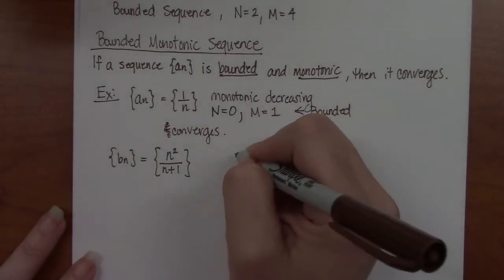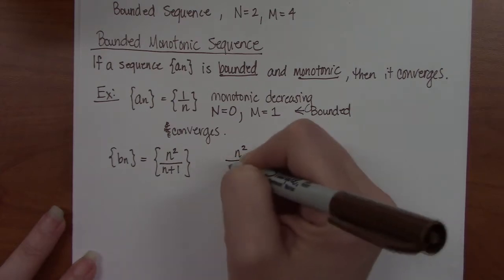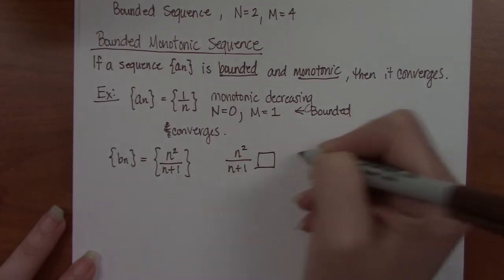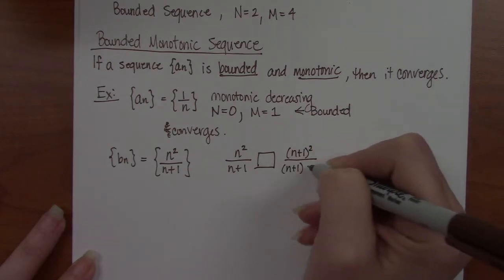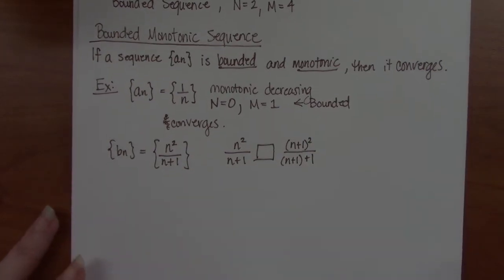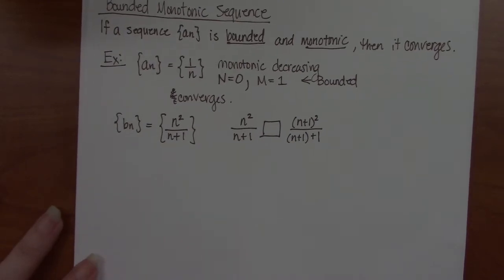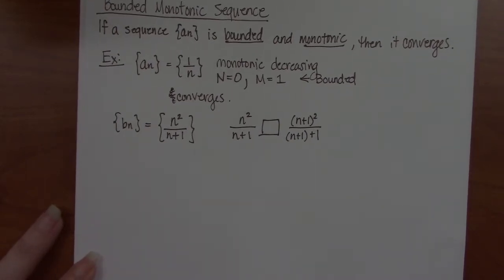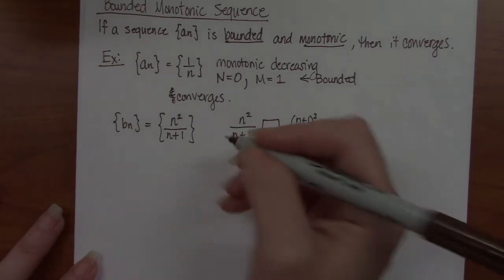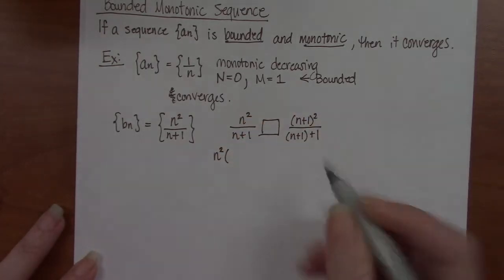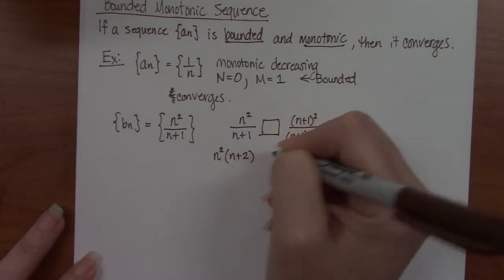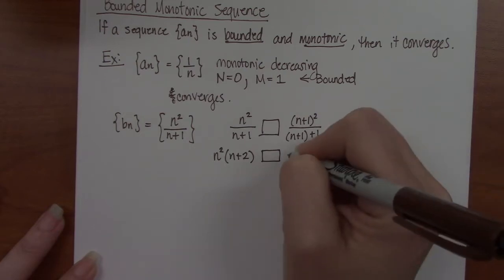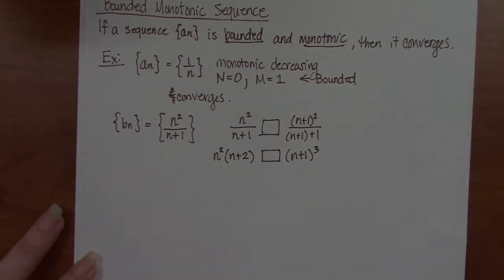We can check for that by comparing the nth term to the n plus 1 term. I'm going to pretend I don't know which way this is going, all right? So when I cross multiply, on the left, I have n squared. Once again, this turns into n plus 2. On the left side, I have n plus 1 cubed, because it was n plus 1 squared times another n plus 1.